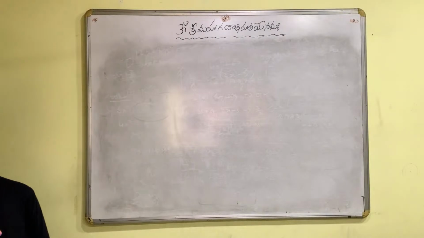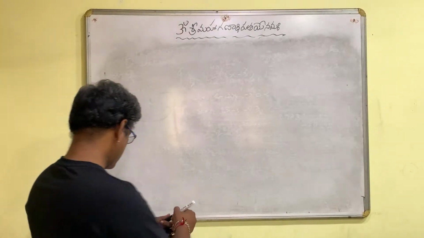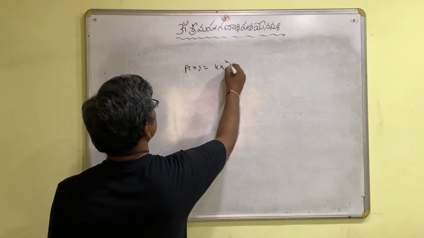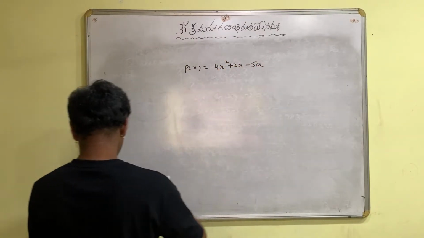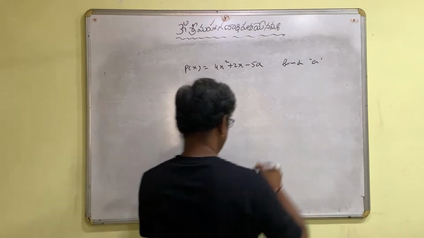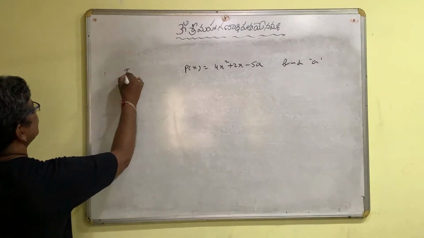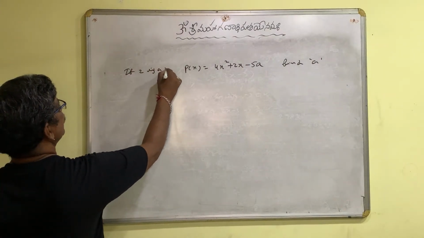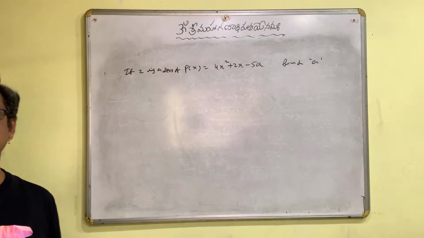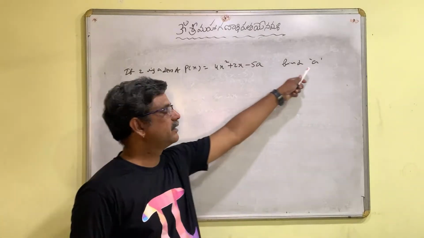Now, third problem. If 2 is a zero of p(x) equals 4x square plus 2x minus 5a, then find a. If 2 is a zero of this polynomial, we need to find the value of a.